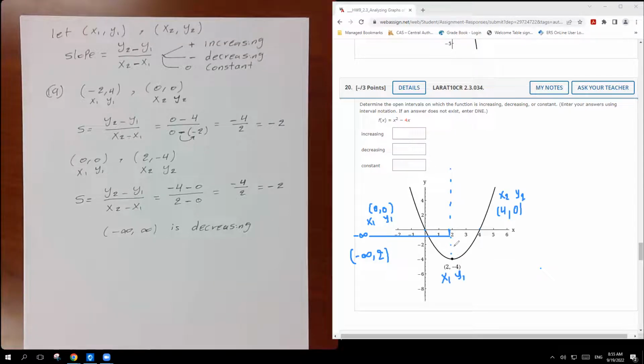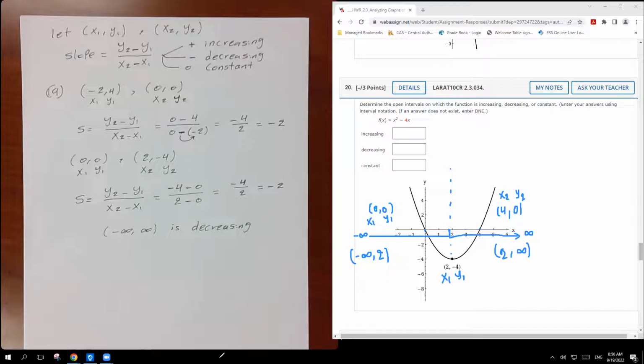So the solution is going to be from this point, which is 2, and you're going to go to infinity. That means the solution for this side is going to be from 2 to infinity. From 2 to infinity, the graph is going to be increasing, decreasing, or constant.